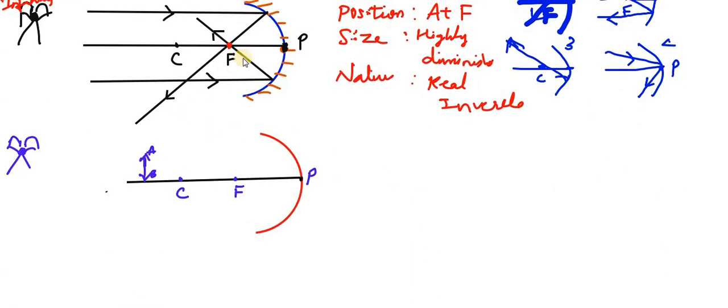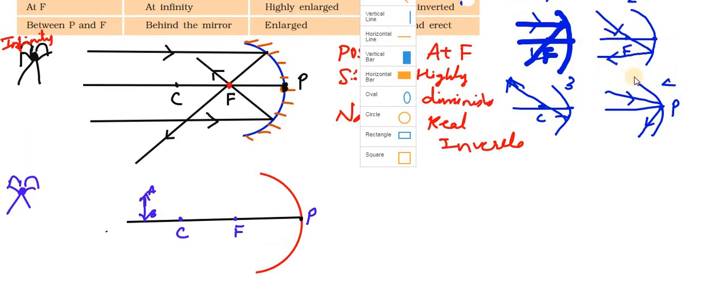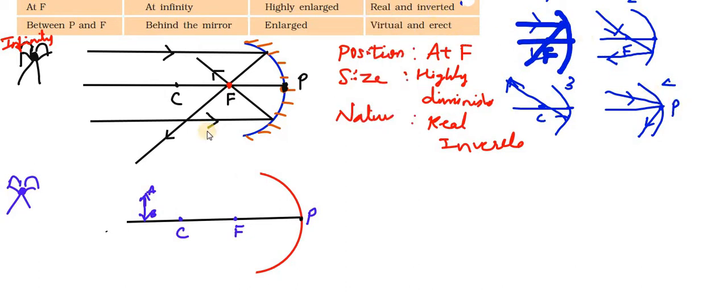Now I'm going to use any of these four rules. Any two are enough, we can use any of the four rules. I'll take the first one. When a ray of light travels parallel to the principal axis, then after reflection, where will it go? It will pass through the principal focus, isn't it? So this is one ray.